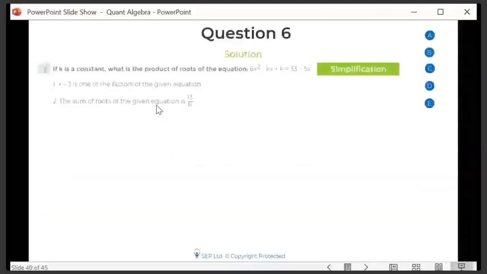As you can see, I've written the word simplification here again, because if somebody looks at the equation first, 6x squared minus kx plus k is equal to 33 minus 5x, it might seem a bit weird and difficult to decipher what we should do.